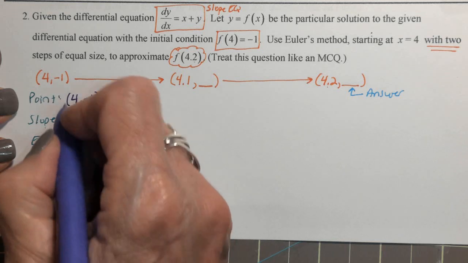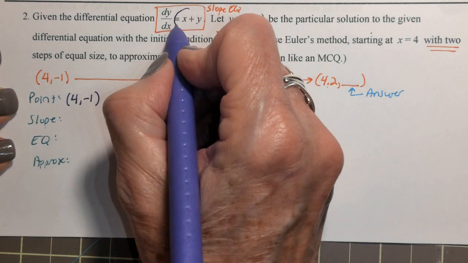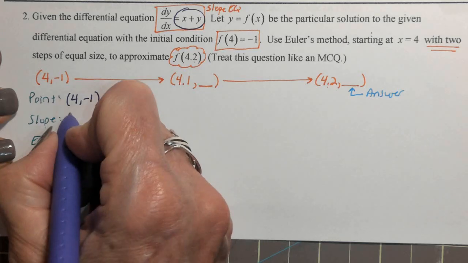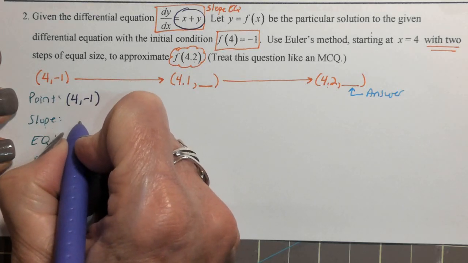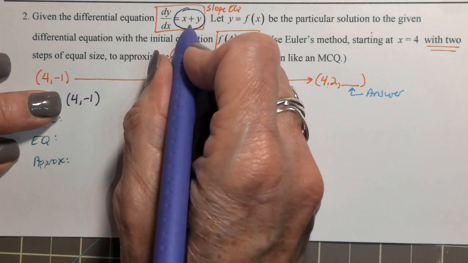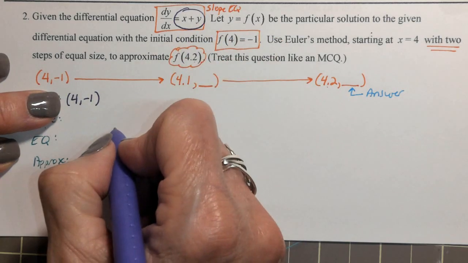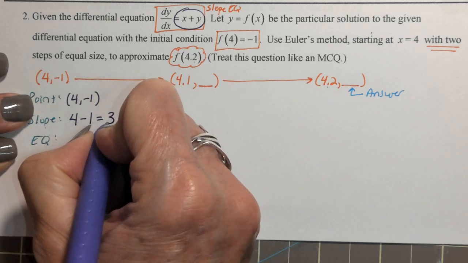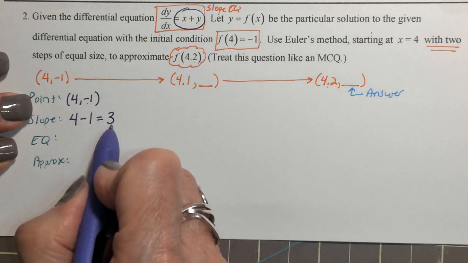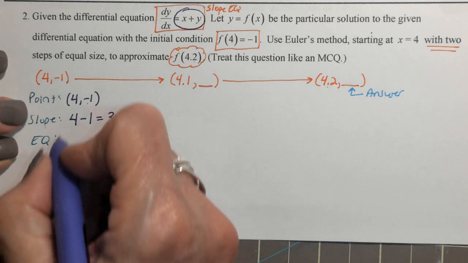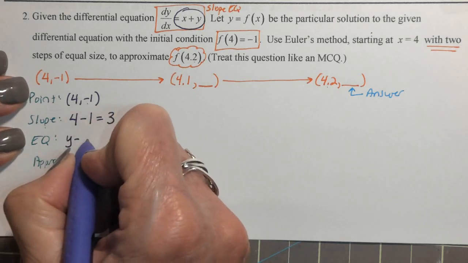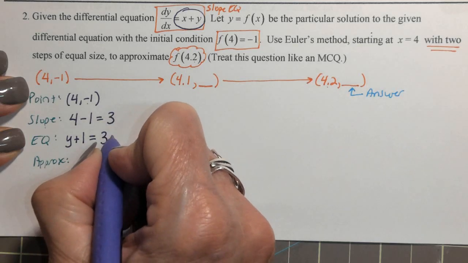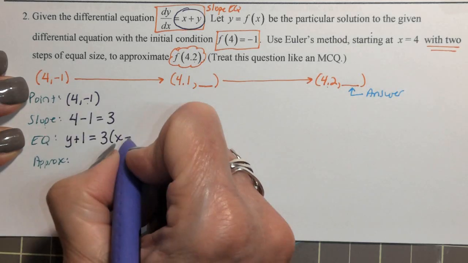Okay, first point is 4, negative 1. First slope is dy dx at that point. So you can write dy dx equals, or you can just write 4 plus negative 1. You don't have to say dy dx equals. The slope at that point is 3. Now for our EQ, y minus the y coordinate of the point is equal to the slope times x minus the x coordinate of our point.